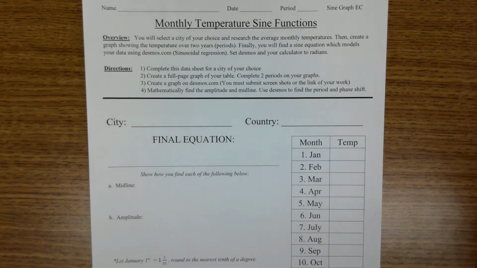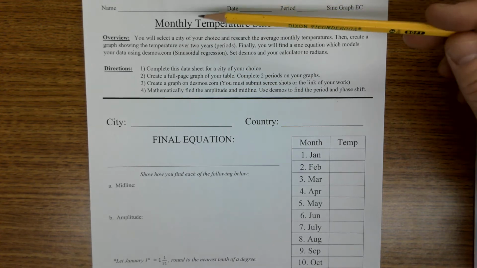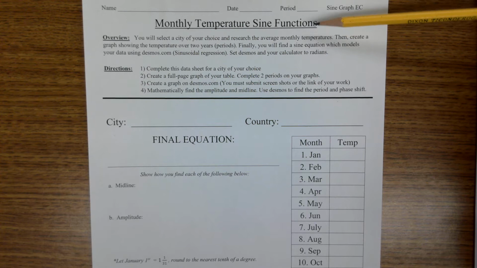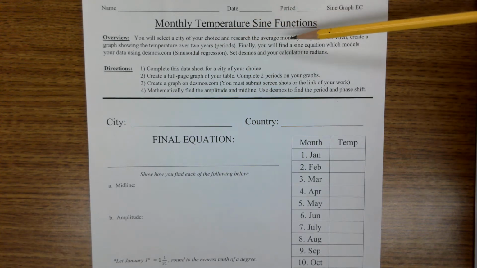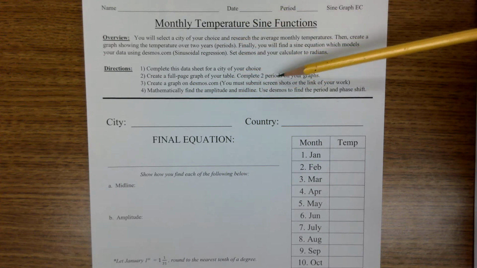I wanted to give you some help on our extra credit project. It's due on Monday, but this is the monthly temperature sine functions. What you're going to be doing is selecting a city and researching the average monthly temperatures. Then you're going to create a graph on paper and on Desmos about the data that you found.